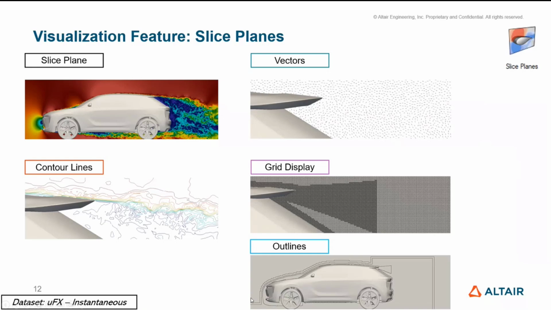You can see here the outlines do indicate the refinement levels of the ultrafluidics simulation. It's just a small indicator of where those changes in grid occur without having to plot all the dense cells like we show in the grid display.